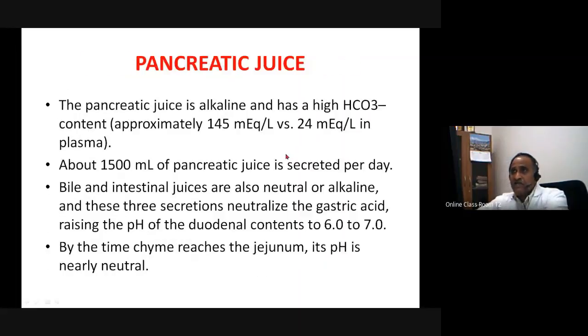Let us move further. What is this pancreatic juice? We have about 1.5 liters of pancreatic juice secreted per day. This secretion varies with the stages of digestion. In the resting stage, it may be slow, and as we consume food, it increases. As the food reaches the duodenum, it increases further. So that is the peak. Maybe I will show you that.